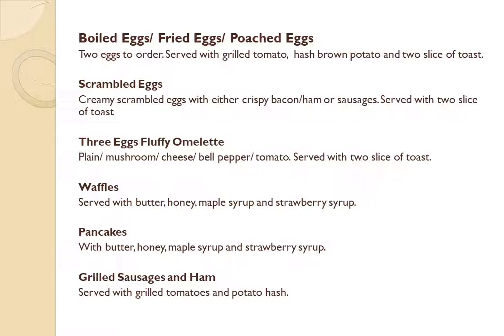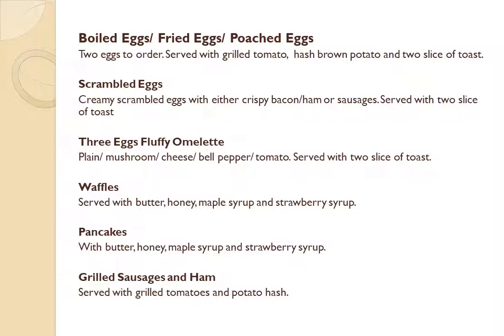So again we are going to deal with some more items of the European breakfast. Here the boiled egg, fried egg or poached egg can be served, and these are basically the two-egg orders, and the basic accompaniments are grilled tomatoes, hash brown potatoes. And here we are going to provide two slices of toast as an accompaniment. So while taking these orders, we'll have to be very clear: does the guest want white bread toast or whole wheat bread toast?